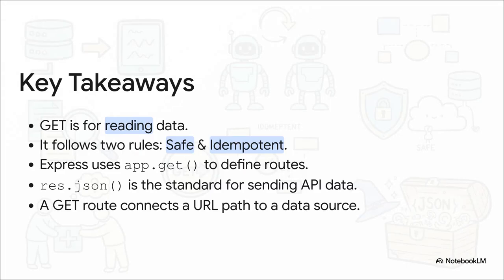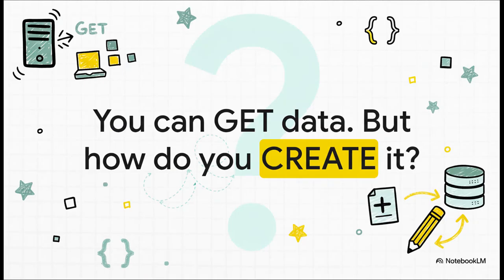So let's just quickly recap the key takeaways here. At its core, the GET request is our safe, reliable, and repeatable tool just for reading data. In Express, we use the simple app.get method to connect a URL path to some data. And when we send that data back, res.json is the professional standard, making sure any app can easily understand our API's response.